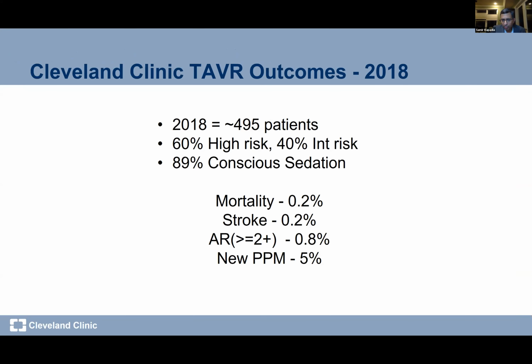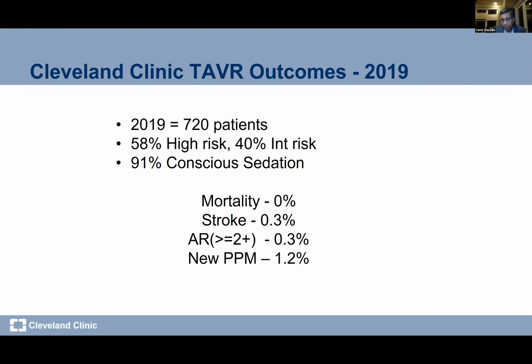I just want to share with you the Cleveland Clinic data. So this is 2018, 500 patients, 0.2% mortality, 0.2% stroke, 0.8% more than 2+ AR, 5% pacemaker. Amazing data. And how can you get better? So in 2019, we have 700 patients, no mortality, 0.3% stroke, 0.3% AR, and 1.2% pacemaker.